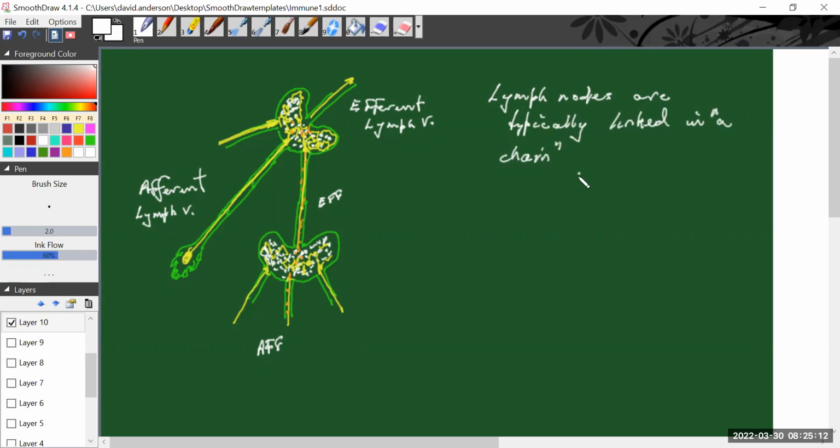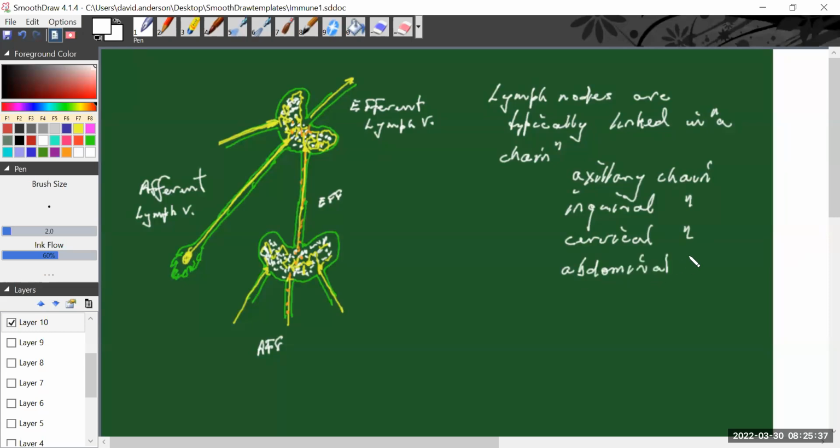So there's, for example, in the armpit area, an axillary chain. In the groin area, it's called an inguinal chain. There's a chain in the neck, the cervical chain. There's a chain on either side of the aorta in the abdomen area, the abdominal chain. So these are all places where we would see a linking of lymph nodes with the goal of creating a bottleneck. Perfect name, great name.